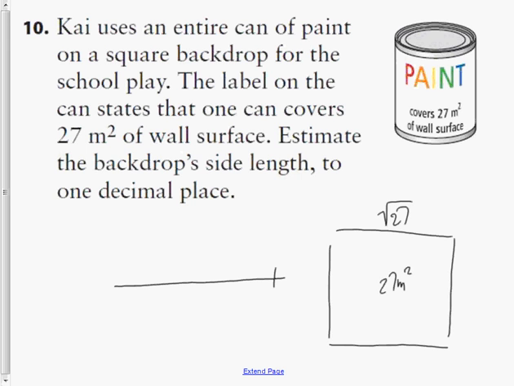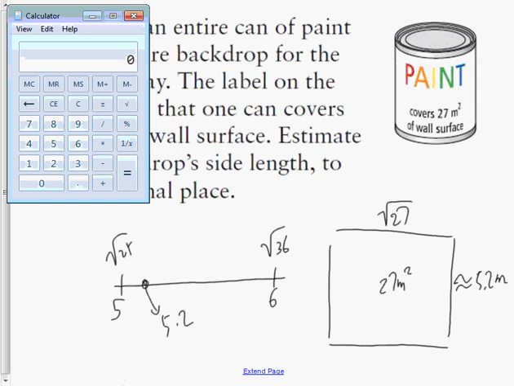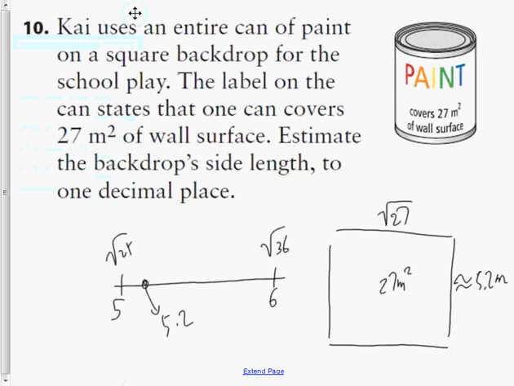But if I'm going to estimate it, I'm going to put the square root of 25 here, and the square root of 36 here, and 27 is probably around here. So since this is 5 and this is 6, a good estimation is roughly 5.2, which means the side length was roughly 5.2 meters. If I take my calculator to be a little bit more exact, the square root of 27 is 5.196, so 5.2 was pretty darn good.